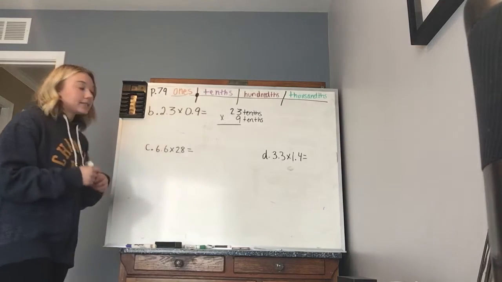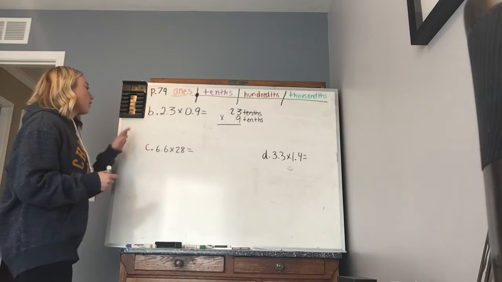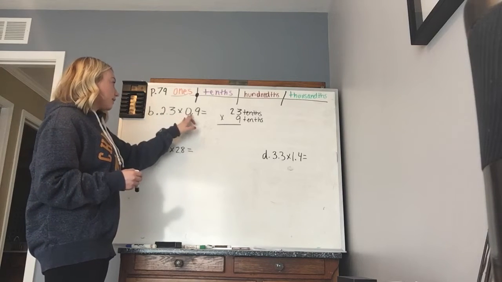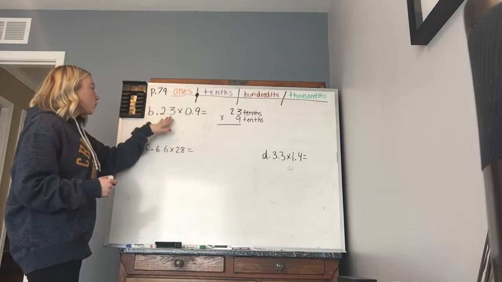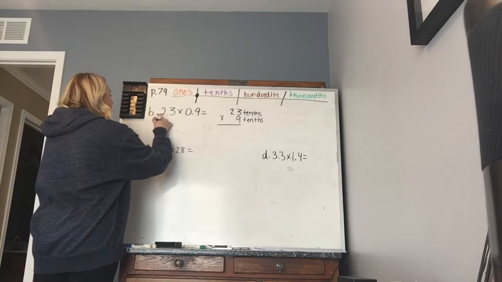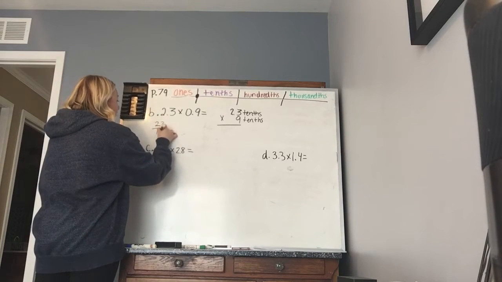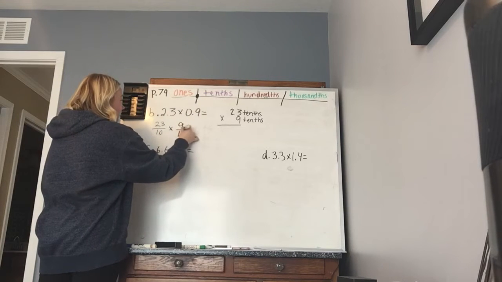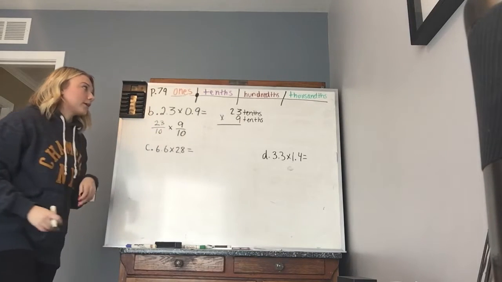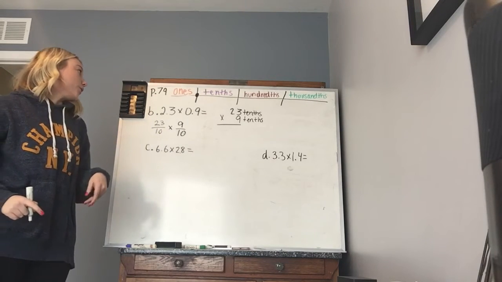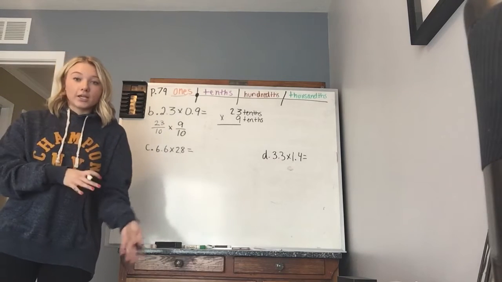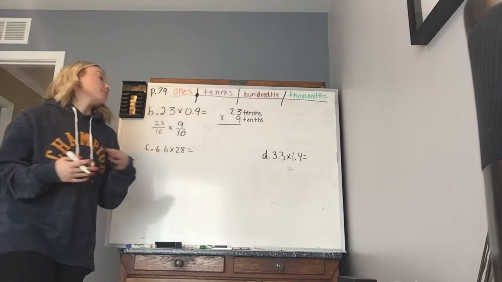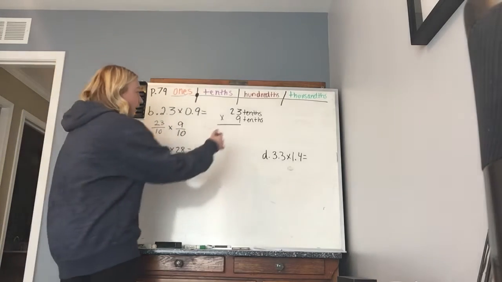Okay, so they did A for you already, but I'm going to start with B. So it's 2.3 times 0.9. We know that reads 23 tenths, which I'm going to rewrite as 23 tenths times 9 tenths. They rewrote that over here for us. Now we have to change the numbers that are decimals into fractions, so it's easier for us to multiply.